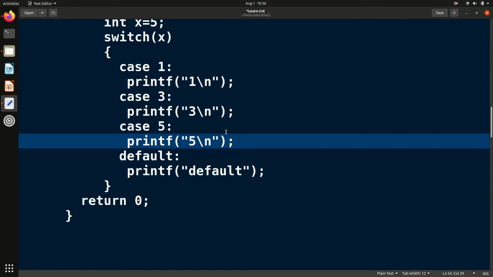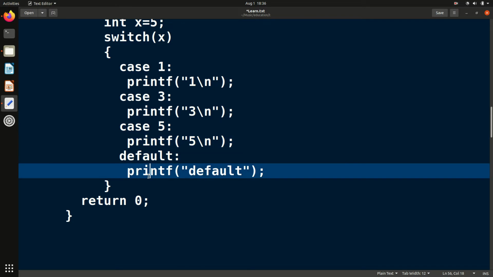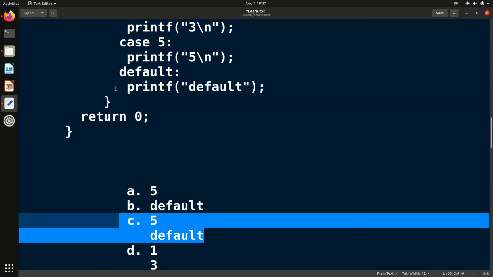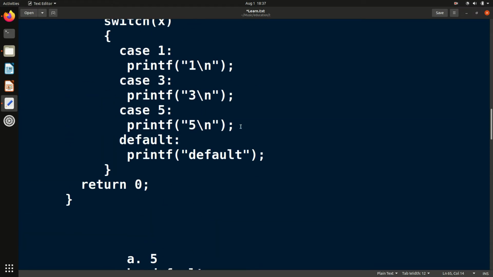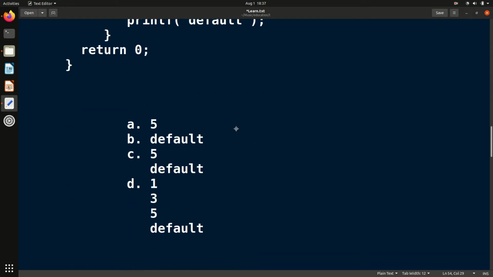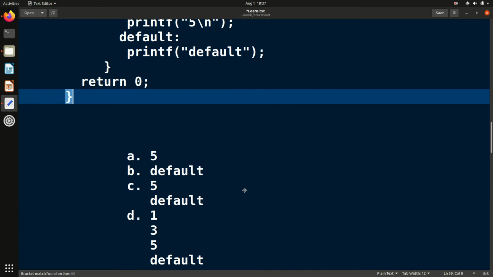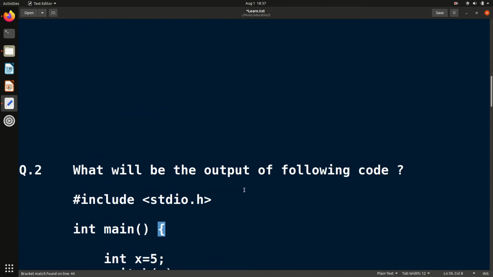Break means whenever the program encounters break, it terminates. But since there is no break, it will keep on moving down. So it will again come here also, it will print default. So the solution will be 5 and default, not 5. So this thing you have to keep in mind, that is there any break or not. If there had been break, then the answer will be 5. But in this case, answer will be 5 and default. So this is the solution for the second question.